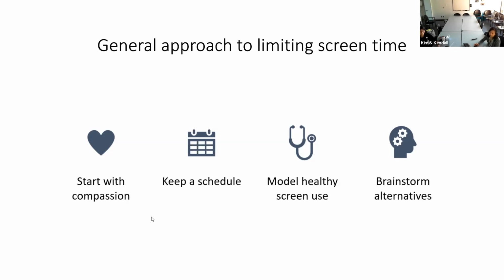Keeping to a schedule. So let's say Saturdays are family days, I'm not gonna go on my phone a bunch, or once I come home from work, I'm gonna really dedicate this time to just being present with my friends or family, or with my cat or dog or whatever. Modeling healthy screen use, whether that's with your patients, your peers, or your children. Like I said before, also just being present, and then brainstorming alternatives. Let's go play tennis instead. Let's go for a walk instead of watching the next Disney Plus show.